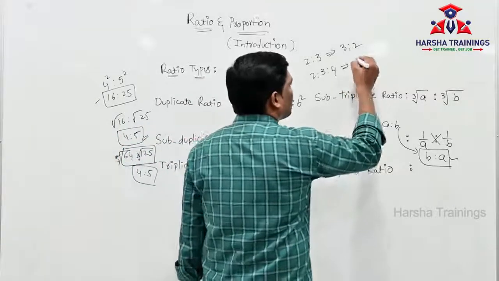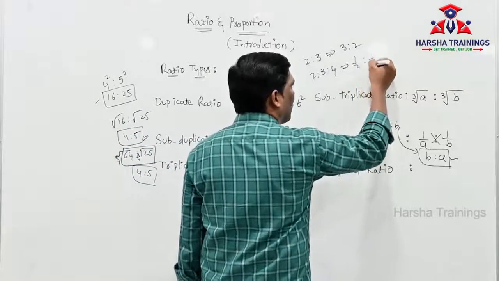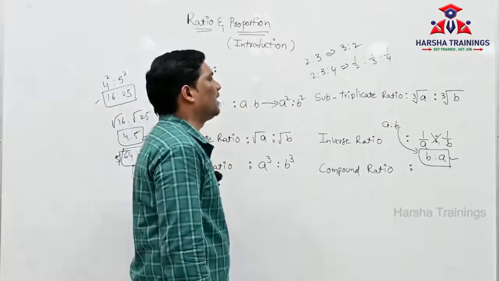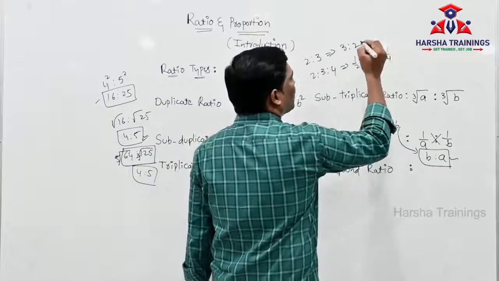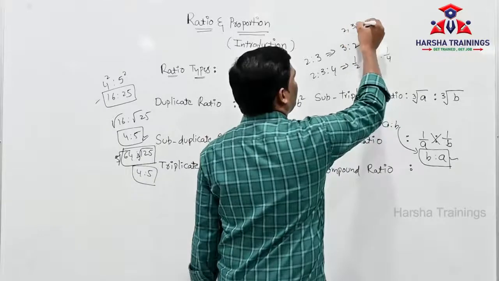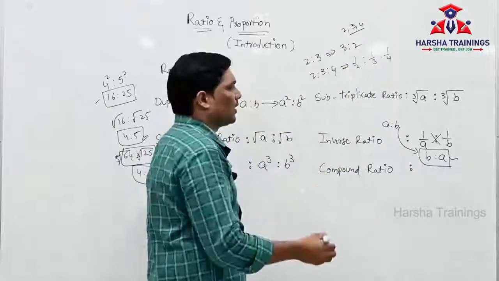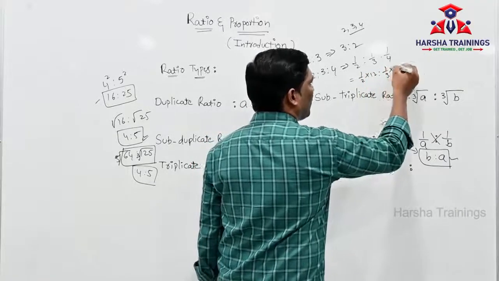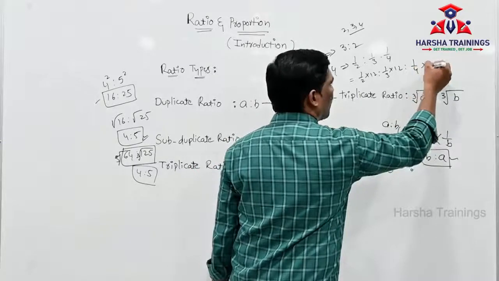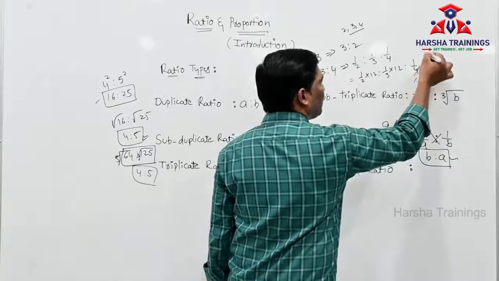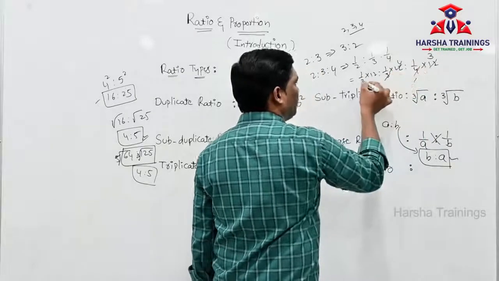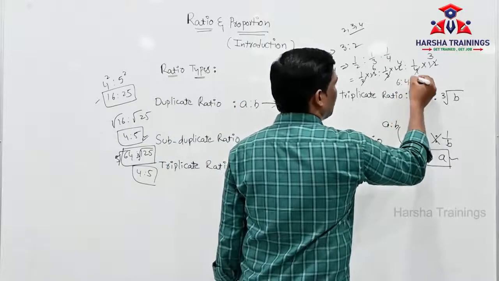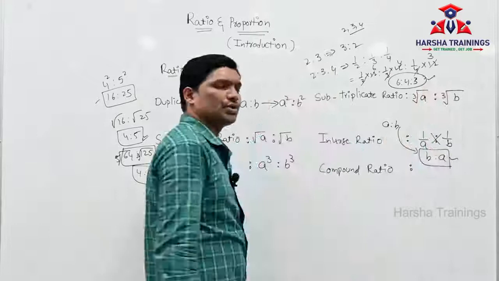Look at the screen, guys. So 1 by 2 is to 1 by 3 is to 1 by 4. So find out the LCM of 2, 3, 4. What is the LCM? 12. 1 by 2 into 12 is to 1 by 3 into 12 is to 1 by 4 into 12. 2 sixes are 6, 3 fours are 4, 4 threes are 3. The final answer is 6 is to 4 is to 3. That is the inverse ratio.